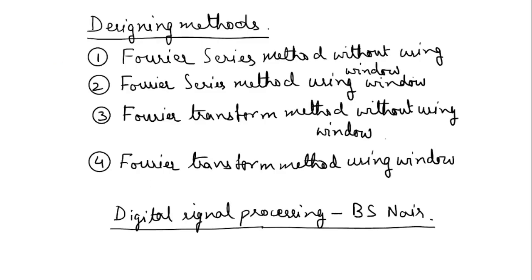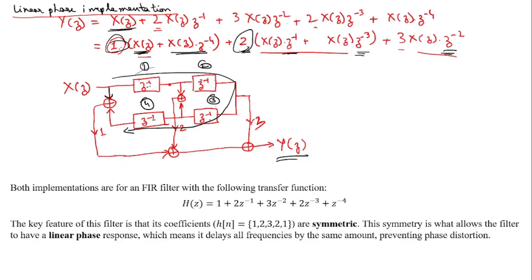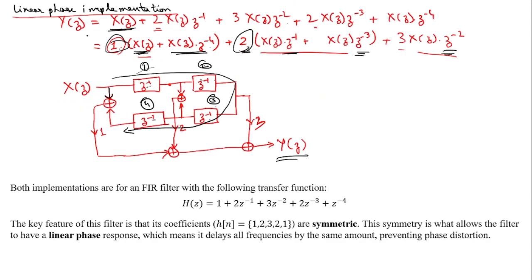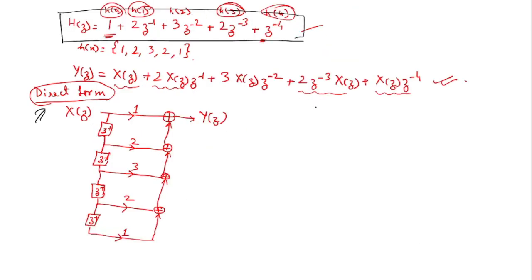So in the next class, we will be going into the design methods. We will be getting into the numericals. So what I would suggest is that you take this example, implement it by the direct form realization method and by the linear phase implementation method. Okay, and after this, you try to find out the impulse response. Any questions?